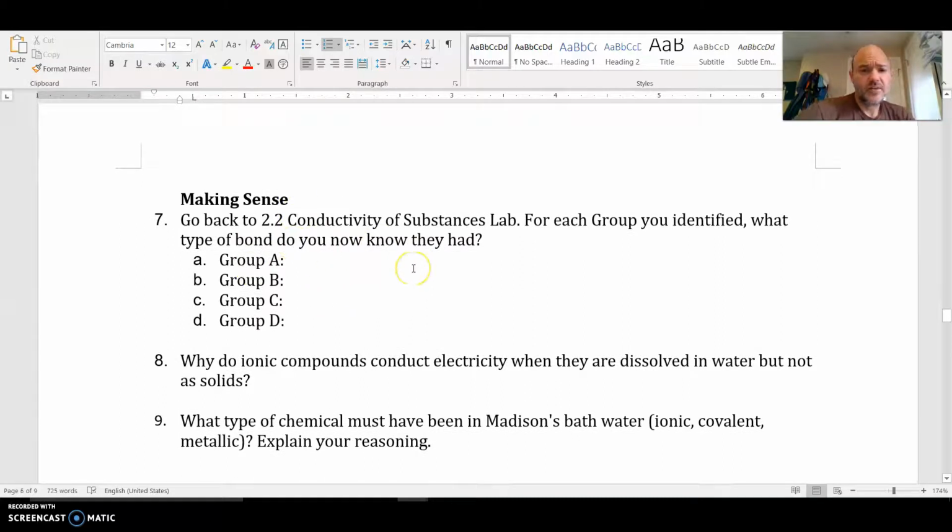All right. Finally, this is going to connect us back to 2.2, the conductivity of substances lab. So you had Group A, Group B, Group C, Group D, you divided them. This one dissolved but didn't conduct. This one dissolved and did conduct. This one did not dissolve and did not conduct. And this one did not dissolve, but it did conduct. So think about each of those groups. What type of bond do they have?